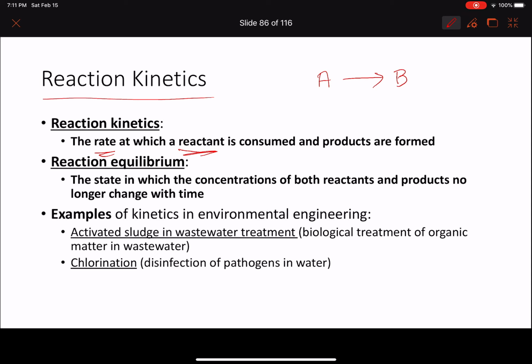Of course, we have to understand what reaction kinetics is, and this is the rate at which the reactant is consumed and the product is formed. And there is another definition for reaction equilibrium, the state in which the concentration of both reactants and products no longer changes with time. There is no longer a change of concentration of reactants and product. Examples of these kinetics are activated sludge in a wastewater treatment plant and, of course, chlorination.